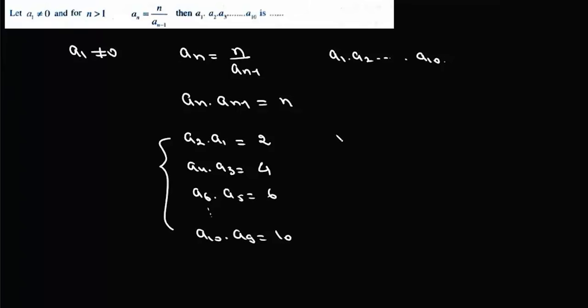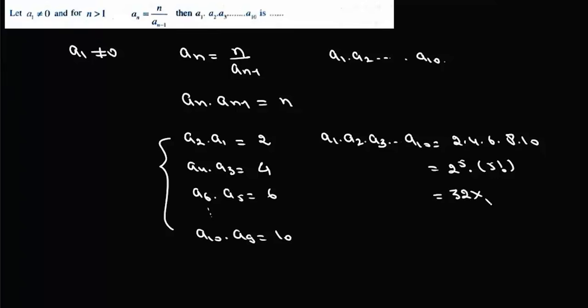We multiply all these terms, we'll get this product A1 into A2 into A3 up to A10, and there'll be 2 into 4 into 6 into 8 into 10, which is 2 to the power 5 into factorial 5, and that is 32 into 120, which is 3840. So the value of this product is 3840.